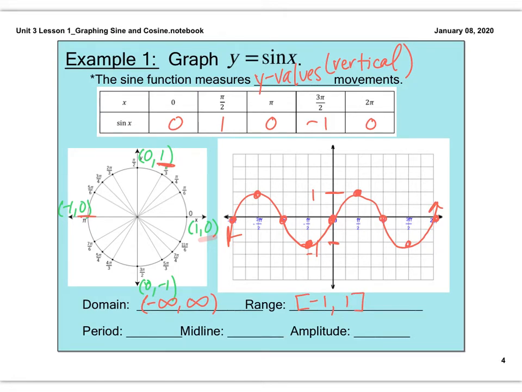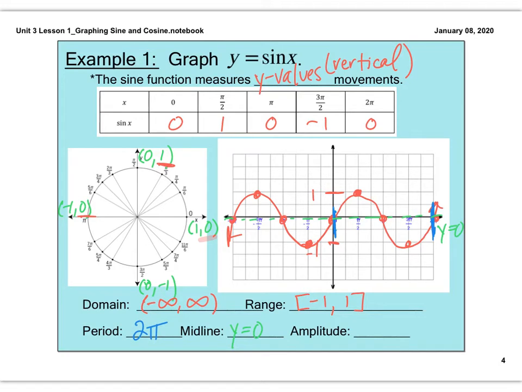The period, remember, starts here and ends here. After that, it's going to keep repeating the same pattern. Well, that period is 2 pi. The midline in this case goes right across here. Half of the graph is above that line, half is below. That's at y equals 0. So the midline is y equals 0.